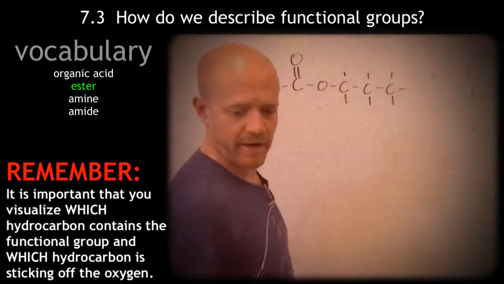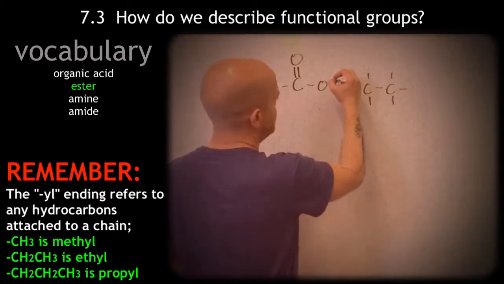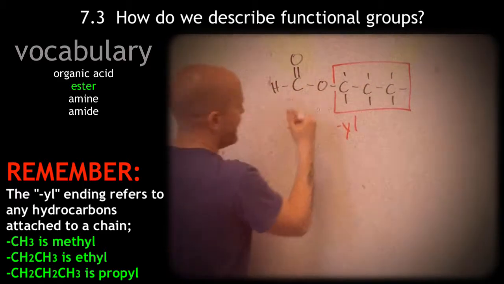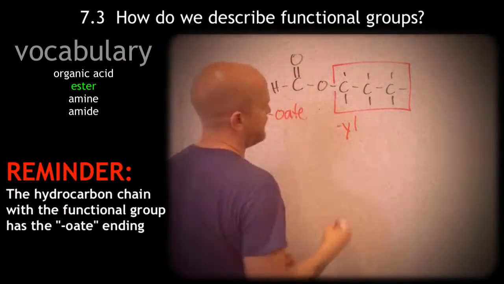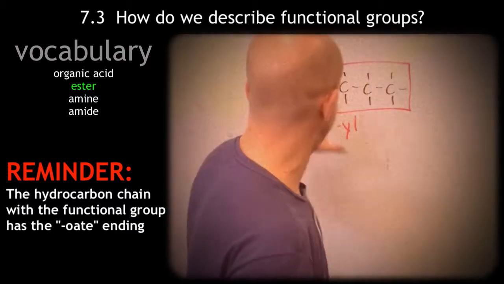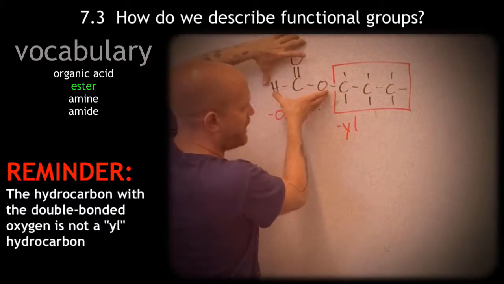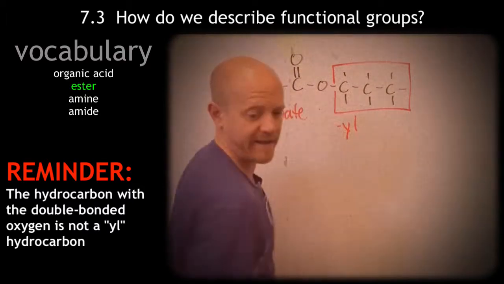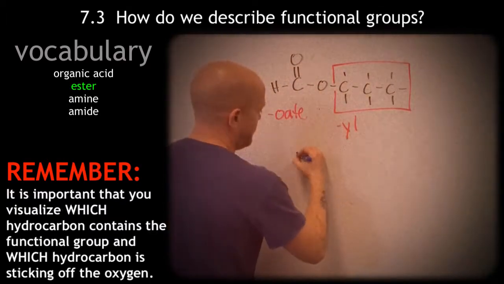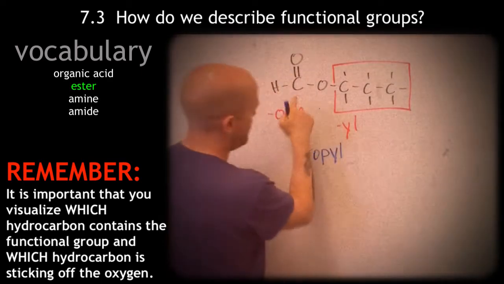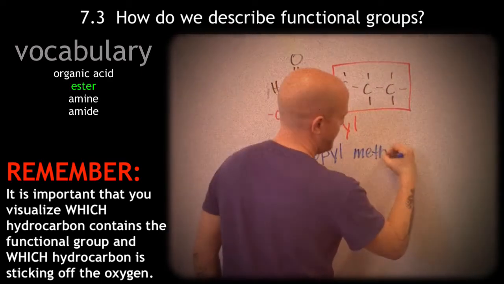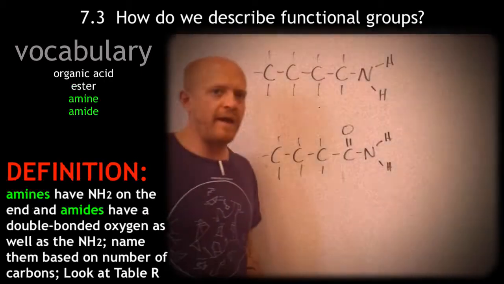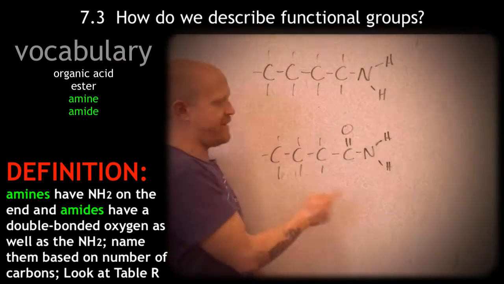Now again, when we draw this out, this is the hydrocarbon that is sticking off the end, so it is going to have the yl ending, and this is going to have the oate ending. Now when we name this, it's always easiest, guys, to figure out this part is not a hydrocarbon, so this part is not going to have the specific name. It's not going to have the yl ending. So when I name this, it is going to be propyl, then we have one carbon, and it is a methane, oate. Propyl methanoate.